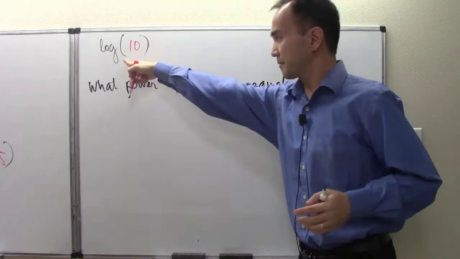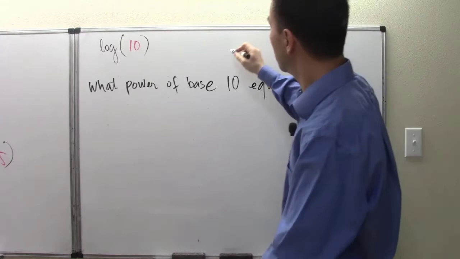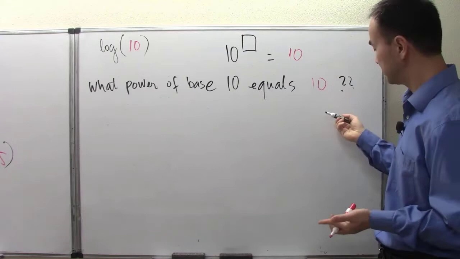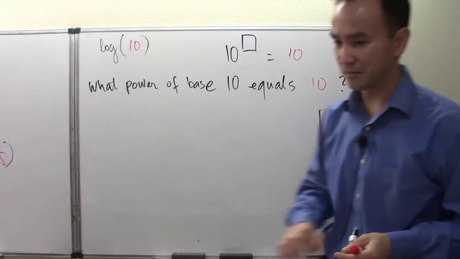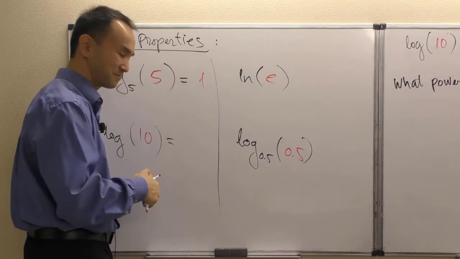So now I'm raising that question: what power of base 10 equals 10? We can think of this picture, base 10 raised to some unknown power to equal 10. What can that unknown power be? The answer has to be 1. That's the only answer it can be, and our mental math is enough for getting that answer. All right, so once again, my answer is 1.